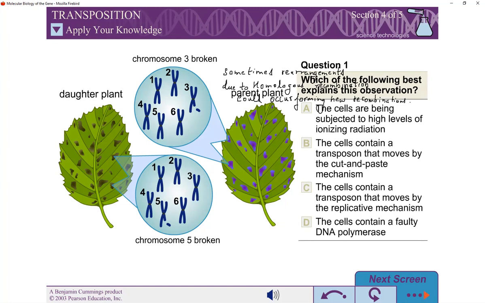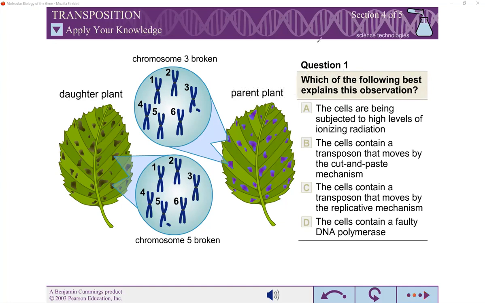So the first question explains to you in the form of a diagram that there are locations where the chromosomes are going to be fragmented. Now, which of the following observations best explains how the chromosomes are going to be fragmented? Question number one, which of the following best explains these observations? The cells are being subjected to a high level of ionizing radiation. The cells contain a transposon that moves by the cut and paste mechanism.